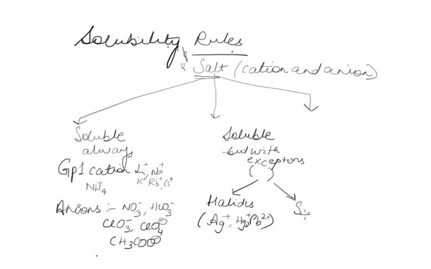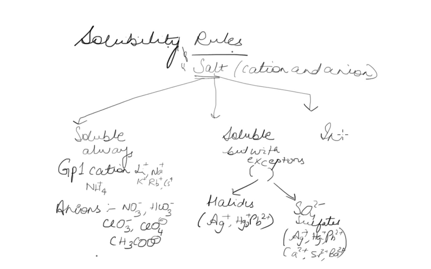The other category is sulfates, SO4 2 negative. And within this, the exceptions are again silver, mercury, lead. And in addition to that, I also have the three members from group 2: calcium, strontium, barium. FYI, barium sulfate is among the most insoluble materials known to mankind.